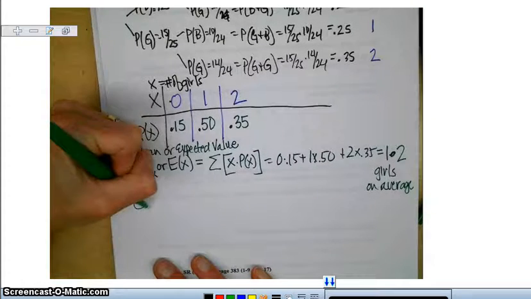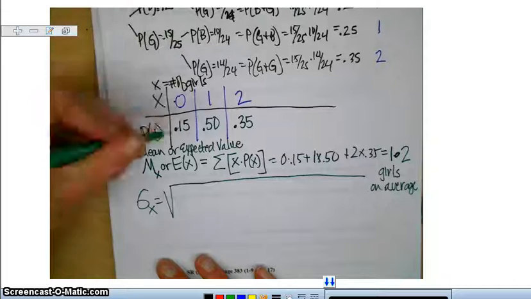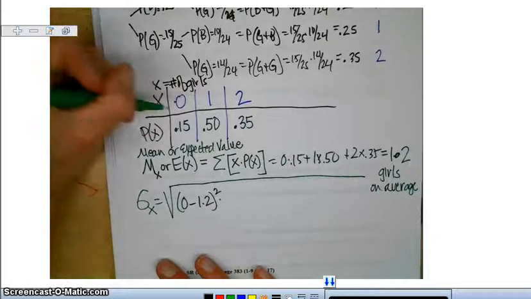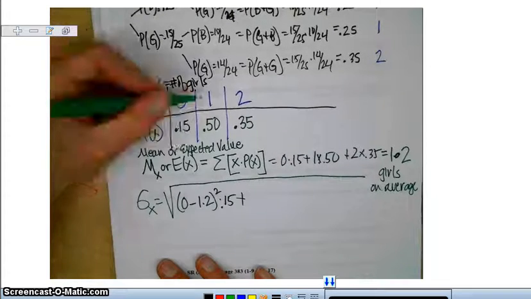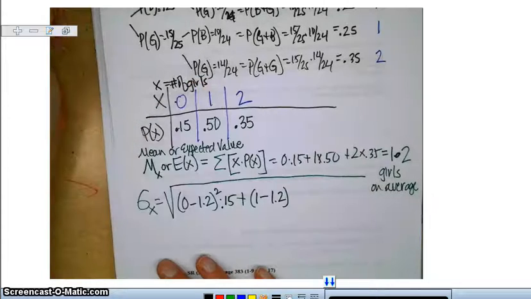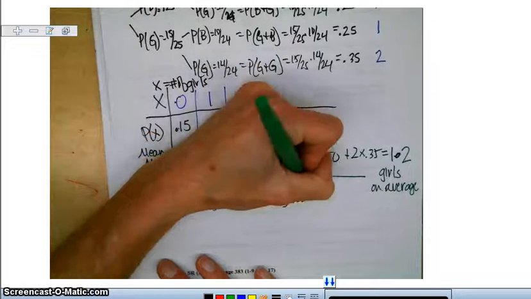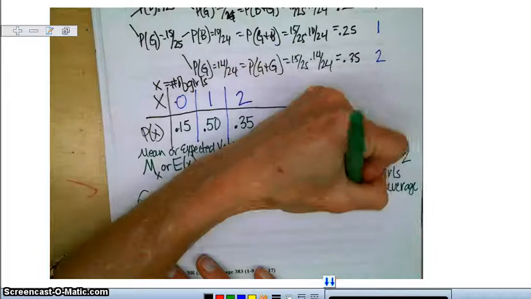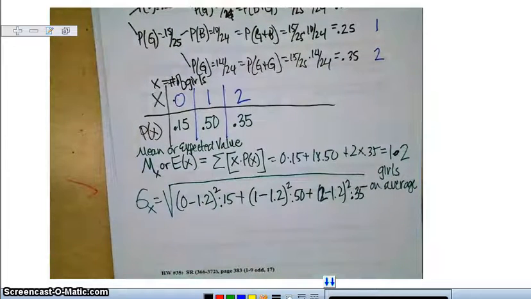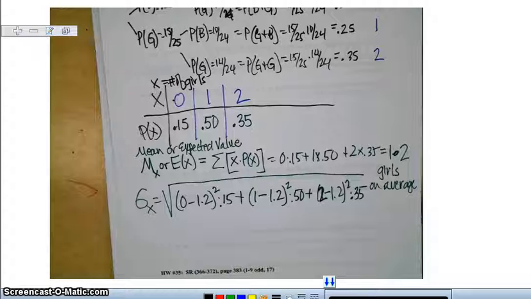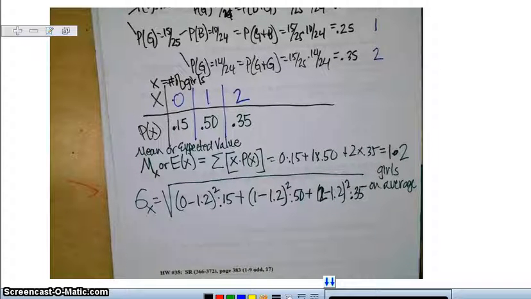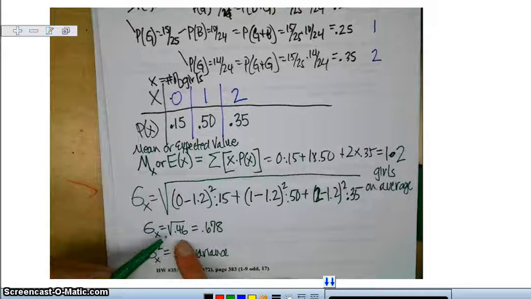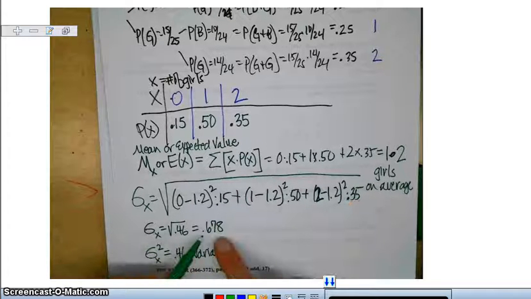So now the standard deviation, I'm going to take the square root of every X value, 0, minus the expected value, 1.2, square it, and then multiply it times its probability, 0.15, plus the next X value, which was 1 girl, minus 1.2 girls, the expected number of girls, squared, times its probability of 0.5, plus 2, the next X value, 2 minus 1.2 squared times its probability, 0.35. So we work all that out, and we get that the standard deviation is the square root of 0.46. All this works out to be 0.46, which is 0.678.